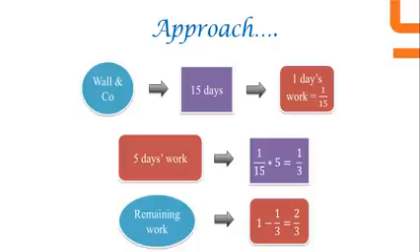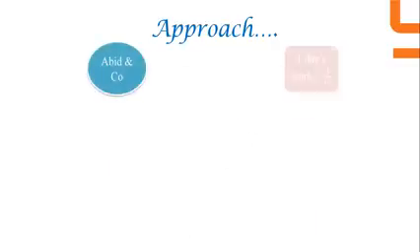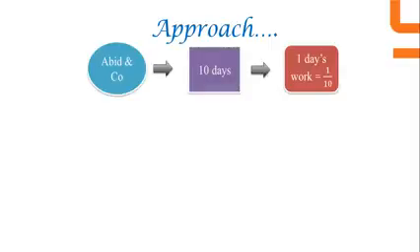For this, what information do you need? You need to know how much work can be completed by both the companies in 1 day. You already know Wall & Co.'s 1 day's work, which is equal to 1 by 15. What is Abid & Co.'s 1 day's work? It is 1 by 10. Why? Because they need 10 days to complete the work alone.